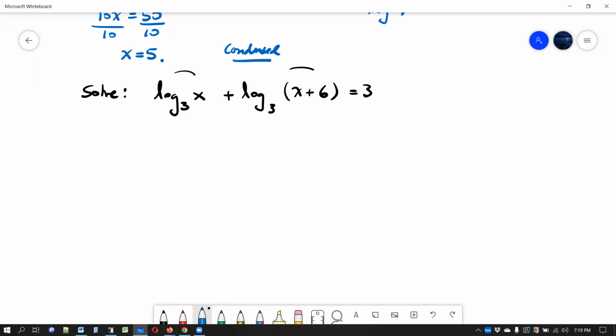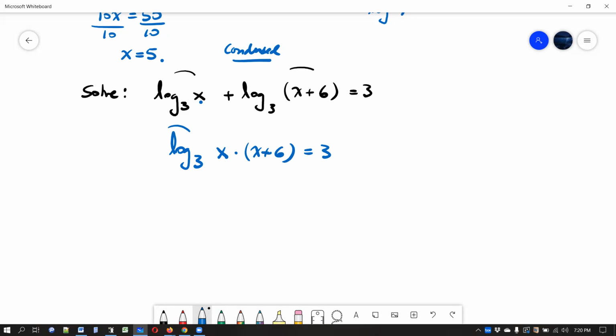Condensed, just as we did in section 9.4. So how do we do that? Well, we apply the properties of logs in reverse. So the sum of two logs is the log of the product. So this will be log base 3 of x times x plus 6 equals 3.